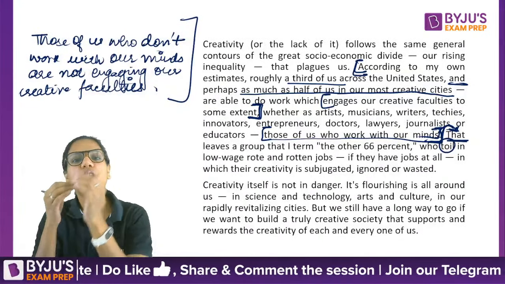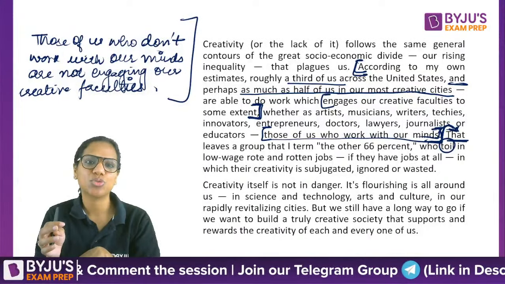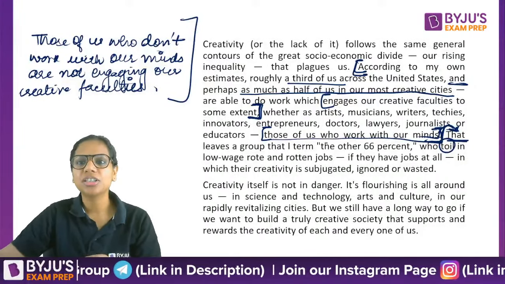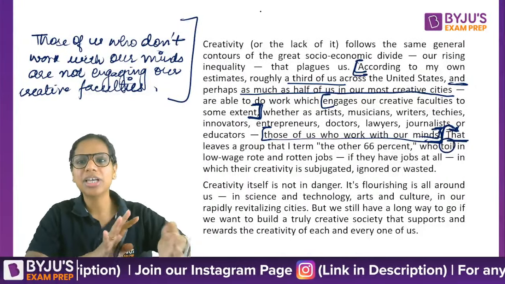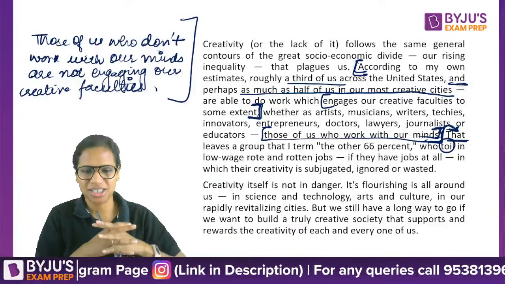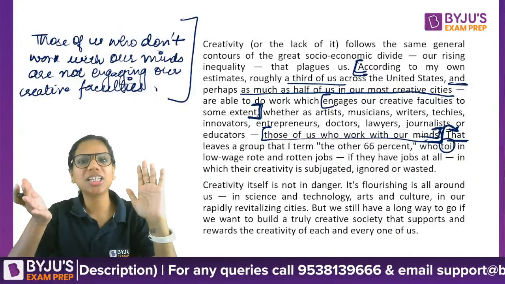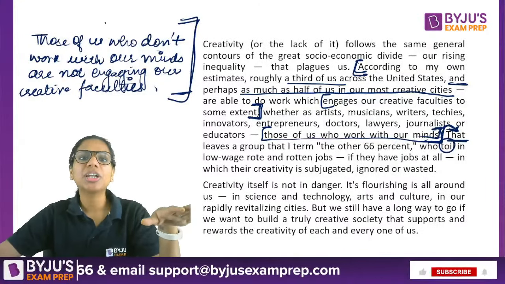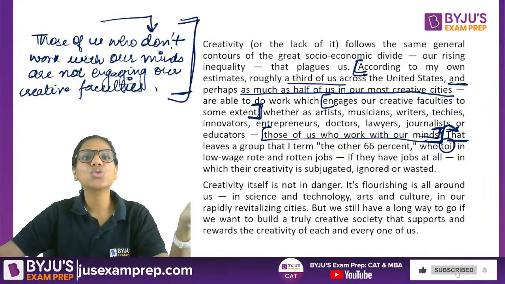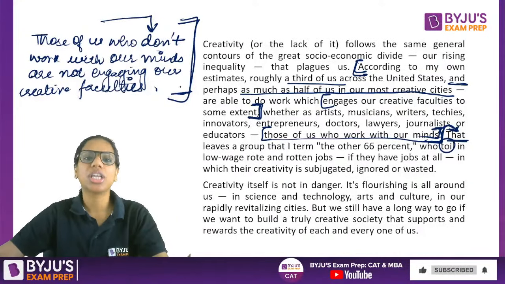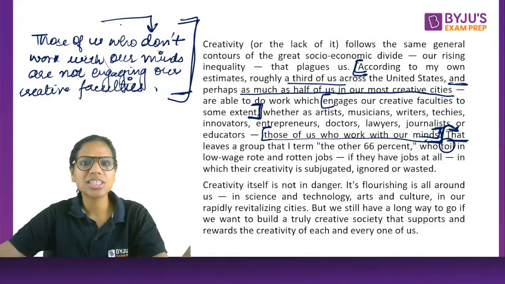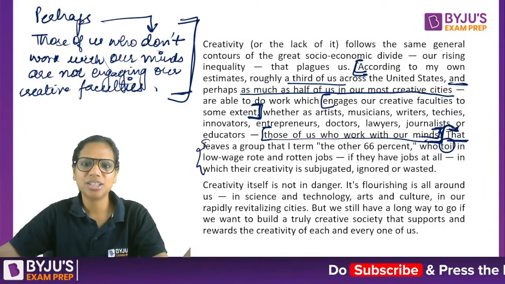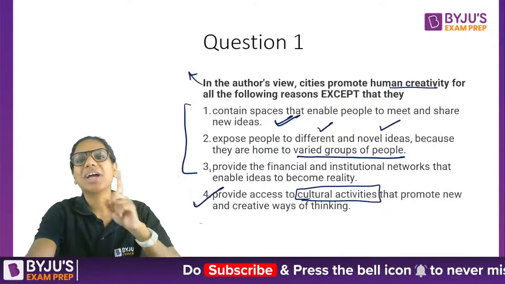So from the context, we can say that this is an assumption. From the context, I understand that this is not a perfect option. The perfect option is that the author has assumed that mind is related to creative faculties. Engaging our mind is related to engaging our creative faculties. This is the assumption. From this, I am stretching this and saying that perhaps the author thinks that those of us who do not work with our minds are not engaging our creative faculties. And how do I gauge this? Perhaps the author thinks this because he is leaving out this other group. Right? So that is why one is the answer.